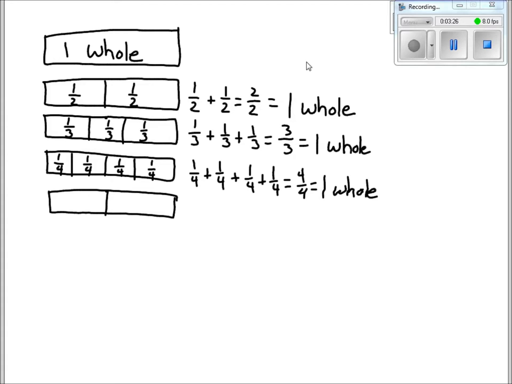So let's find the middle of our first half and go a little bit to the left of where half is and draw a line, and a little bit to the right of where that 1/2 is and draw another line. And we'll do the same thing on the other side. So we'll find the middle and then go a little bit to the left and a little bit to the right. And look at that, perfect sixths. So let's label.